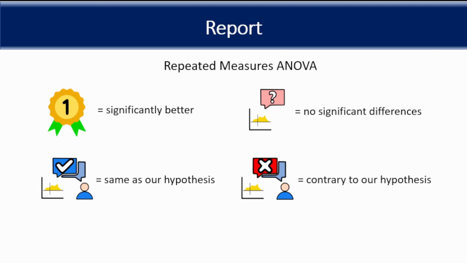Top left icon indicates which palettes were significantly better than the others. Bottom left icon indicates that the results are in line with our hypothesis. Top right icon indicates that there were no significant differences, and bottom right icon indicates that the results are contrary to our hypothesis. We will also show the p-values on the images.